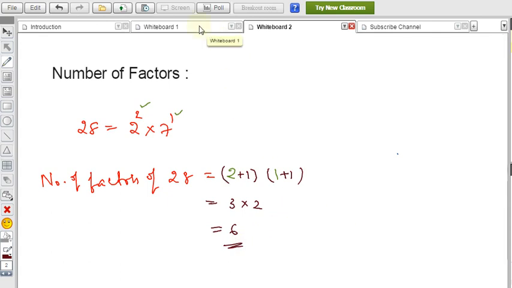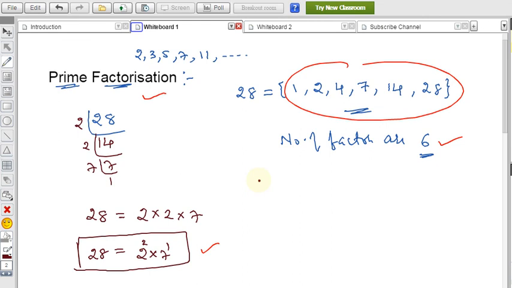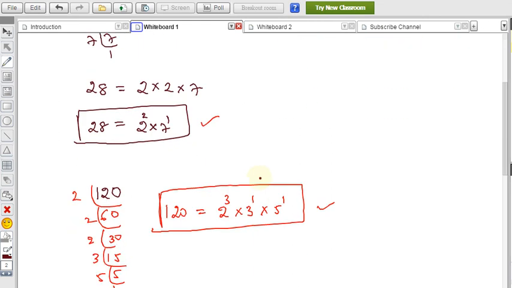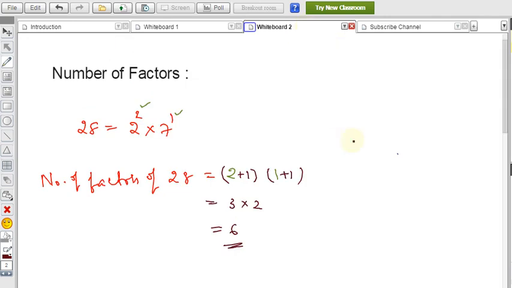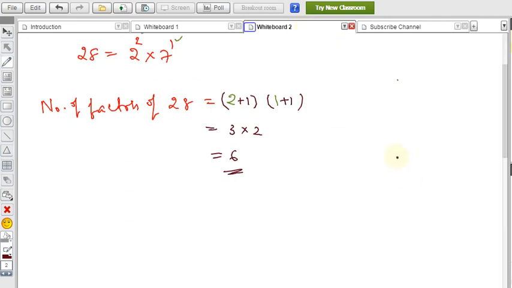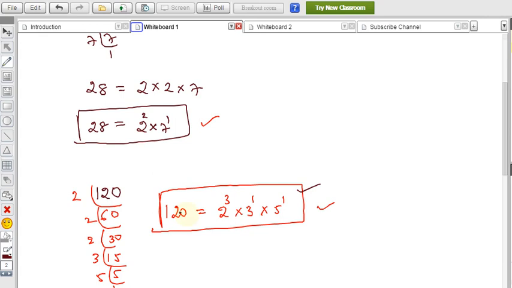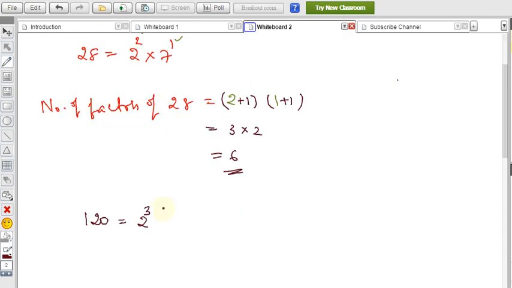Check one more example. We did previously 120 is equal to 2 power 3 into 3 power 1 into 5 power 1. That is 120. 120 is equal to 2 to the power 3 because 2 is multiplied 3 times, into 3 to the power 1 into 5 to the power 1.